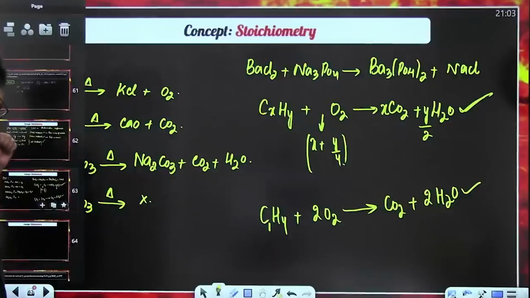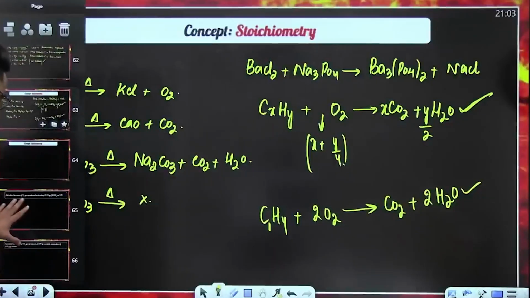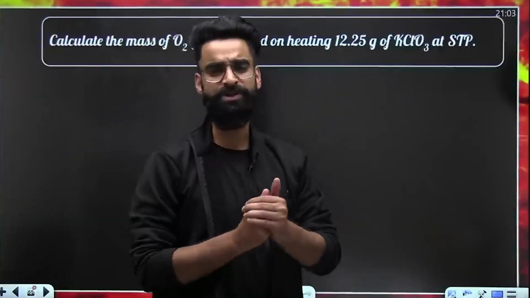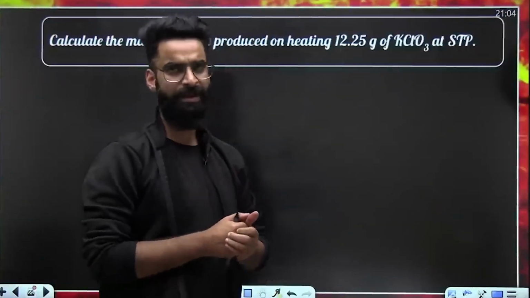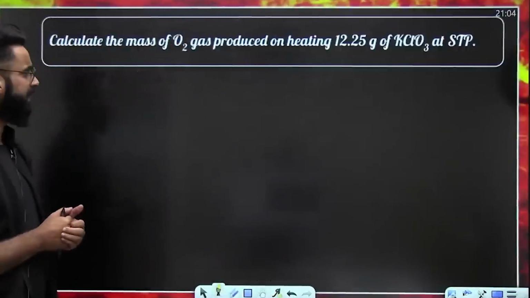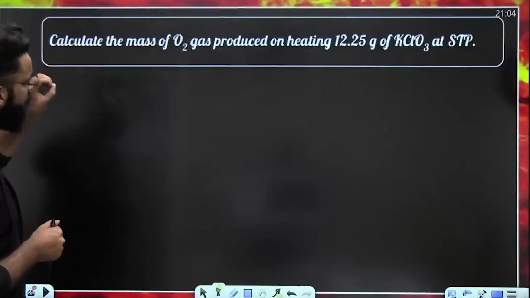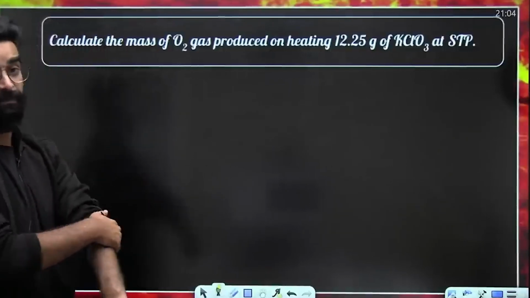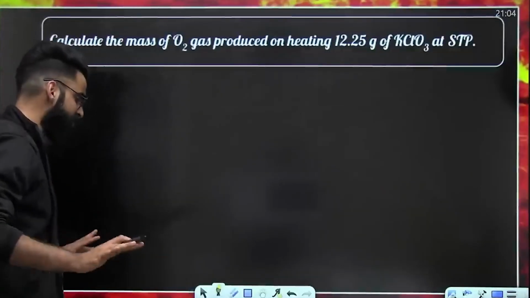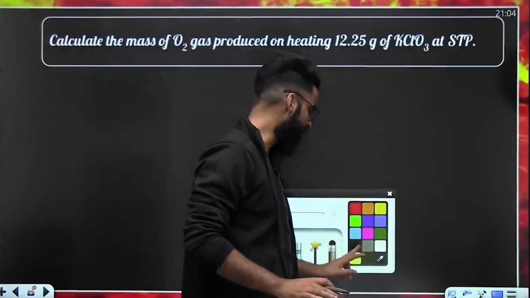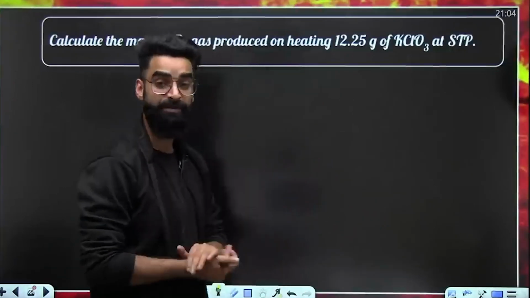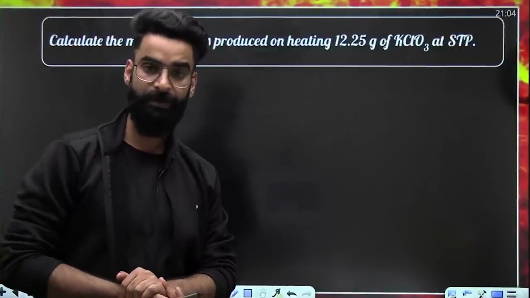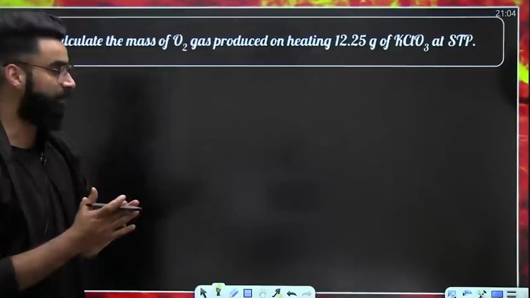Now, let's get to know how to solve different questions in stoichiometry. The first question is on your screen. Let's have a look. The question is very, very simple, guys. Calculate the mass of oxygen gas produced upon heating 12.25 grams of KClO3. Whatever questions I'll be showing you now, I'll be solving all of them with the help of the mole method.